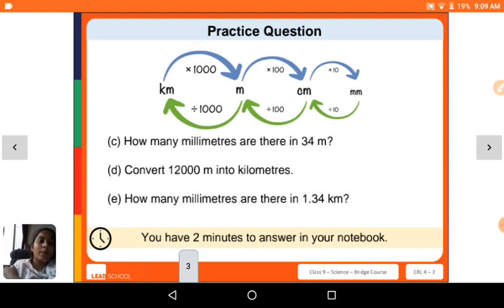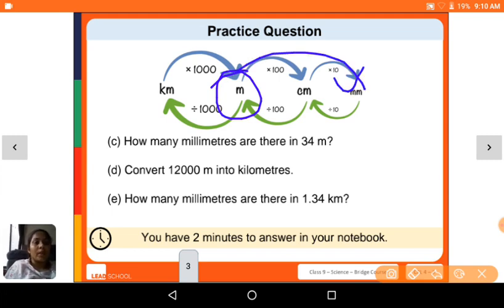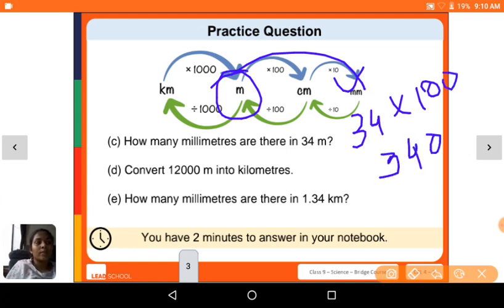How many millimeters are there in 34 meter? Now they are asking you to convert meter to millimeter. Okay, so 34 meters, to convert this into centimeter, we need to multiply by 100. So it is 3400 centimeter. Now convert into millimeter, multiply by 10, then it will be 34000, which is 34,000 millimeter.